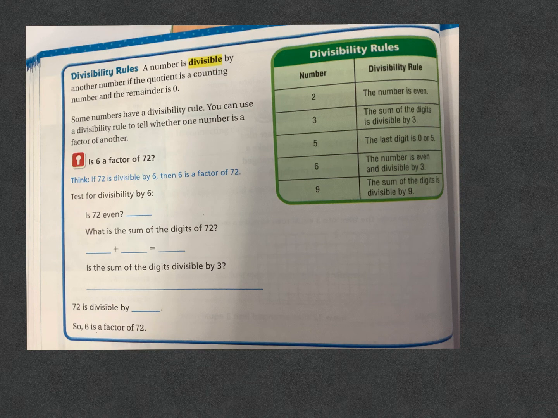You might want to grab a Post-it note from me and stick it to this page because you'll probably refer back to this page until it gets kind of stuck in your head. So here's some divisibility rules.